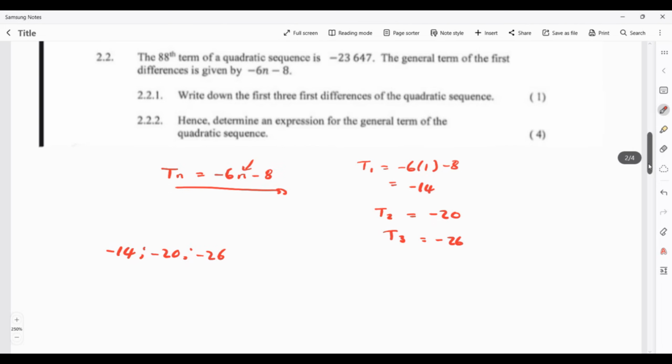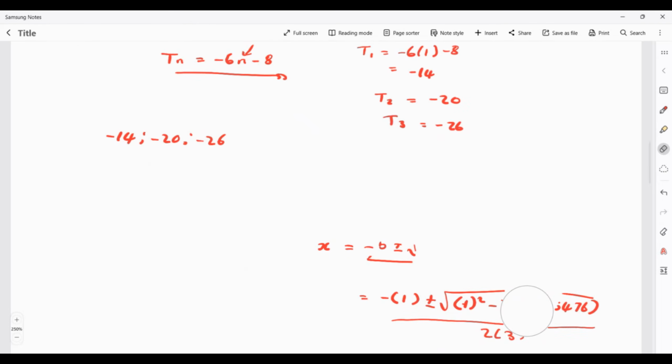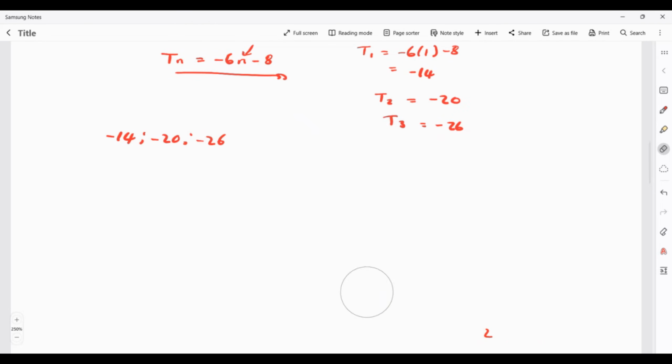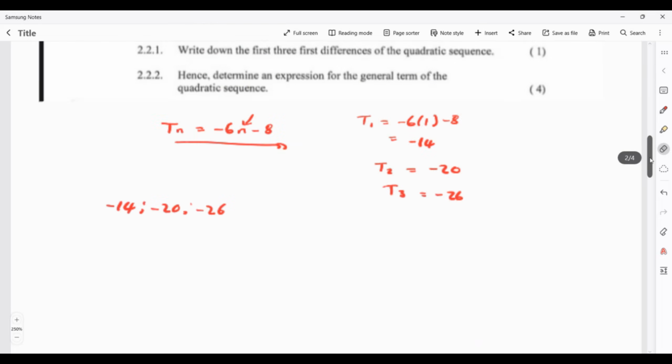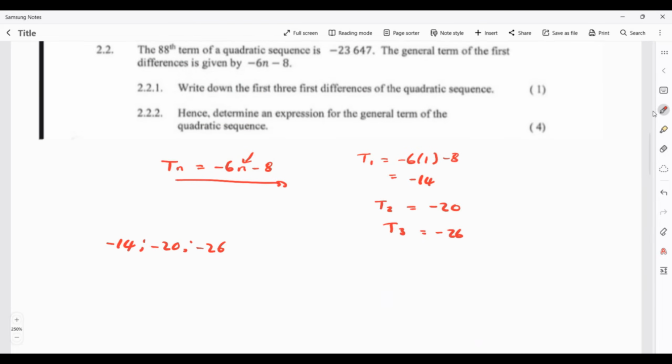So having done this, the second question was given to you now, because this one was just 1 mark. Okay, the second question says, hence from what you did above, determine the expression for the general term of the quadratic sequence. Okay, general term of that one. But you know that the general formula is actually Tn is equal to an squared plus bn plus c.